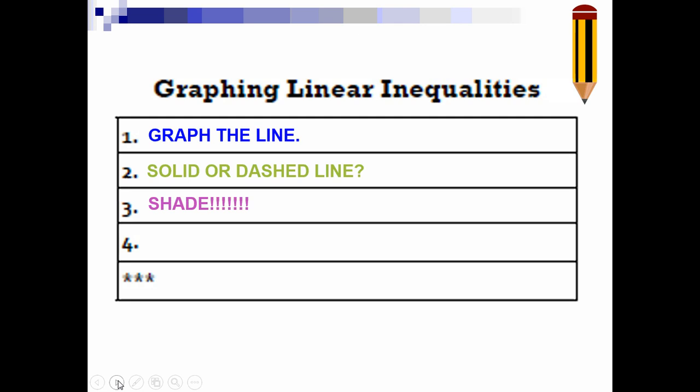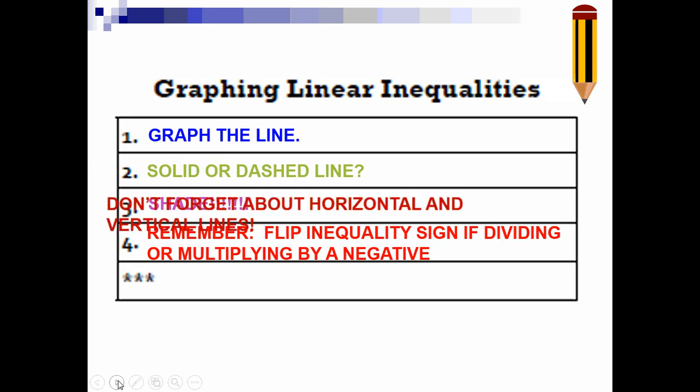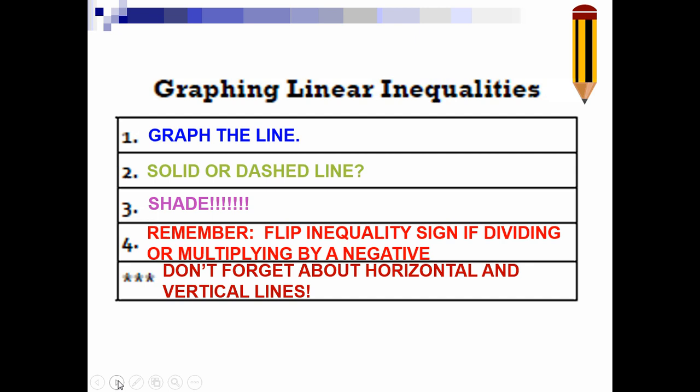And then we need to shade, because graphing a linear inequality is not showing just what line represents the solution, but what region on the graph represents a bunch of solution points that would work in that inequality. And always, always, always remember to flip that inequality sign if you're dividing or multiplying by a negative number in your solving. Since we are dealing with inequalities, we need to be aware of that special rule. And always be on the lookout for those vertical and horizontal lines that we have to graph and shade.